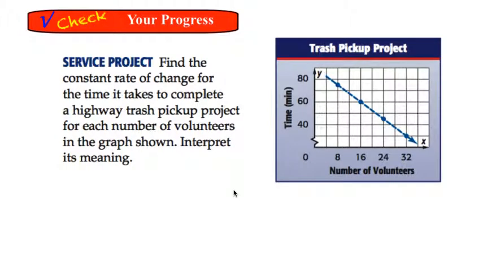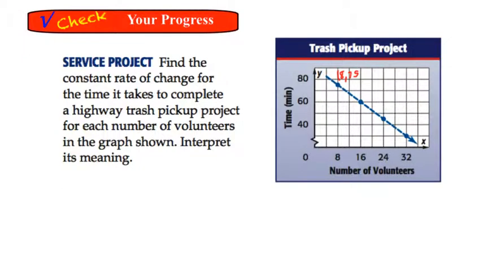Here's another example, a trash pickup project. Find the constant rate of change for the time it takes to complete a highway trash pickup project for each number of volunteers in the graph, and interpret the meaning. So first of all, we need to take a look at what the coordinates of each of the points are. And the first one, the x-coordinate is 8, and the y-coordinate is, it looks like about 75.